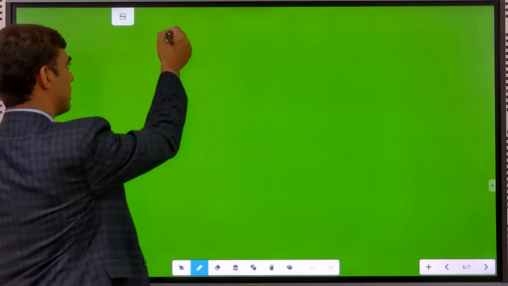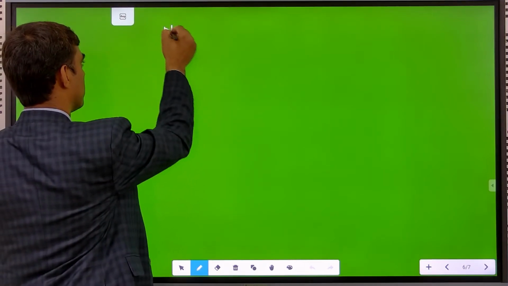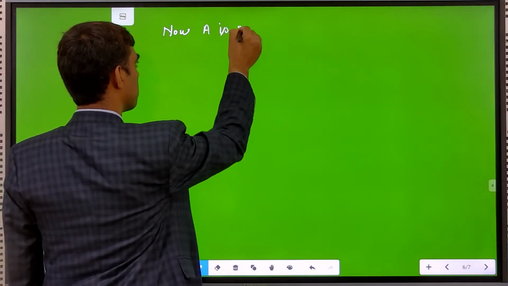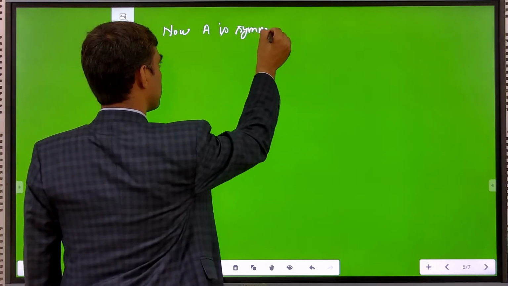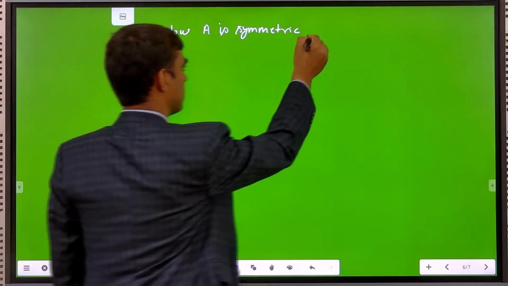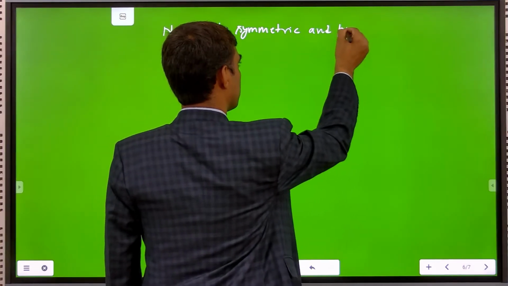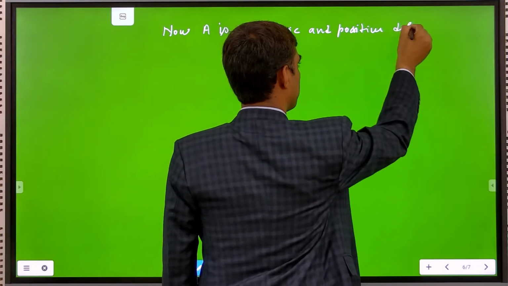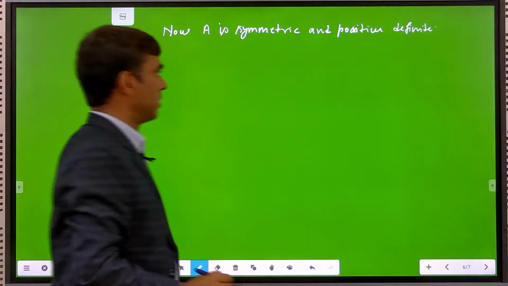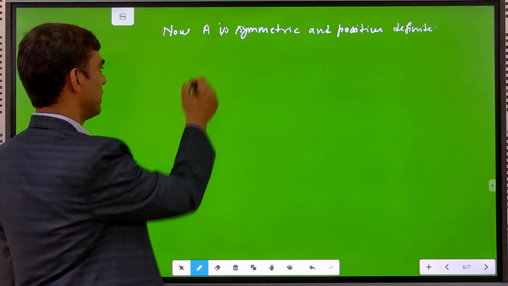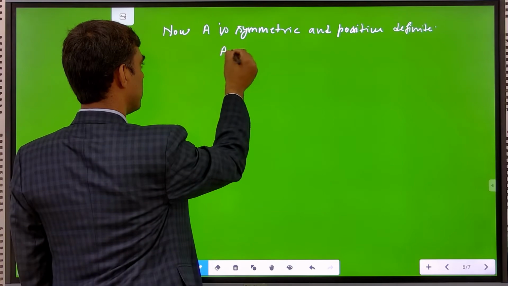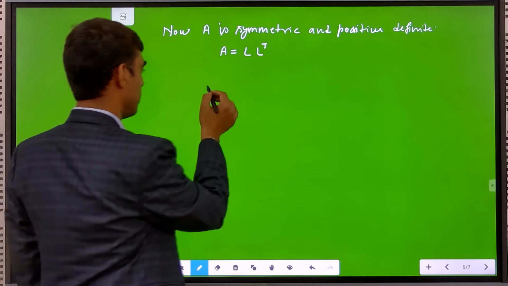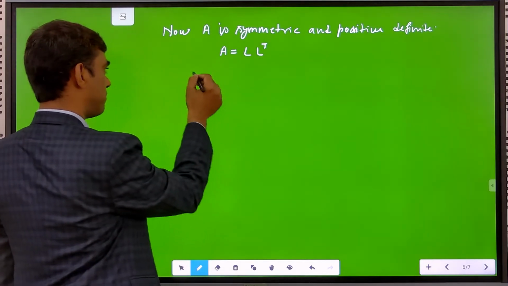Now A is symmetric and positive definite. If A is symmetric and positive definite, then A can be decomposed as A equals L L transpose.